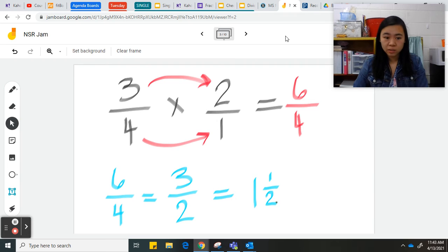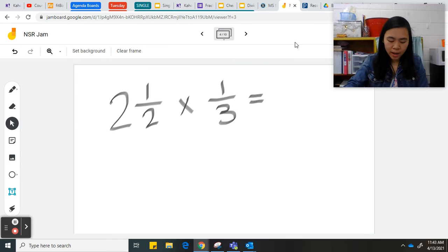Okay, so all of these answers are right. They are all equivalent, but again, on a test or an assessment or something like that, we'll most likely see either the simplest form, 3/2, or it written as a mixed number, 1 and 1/2.